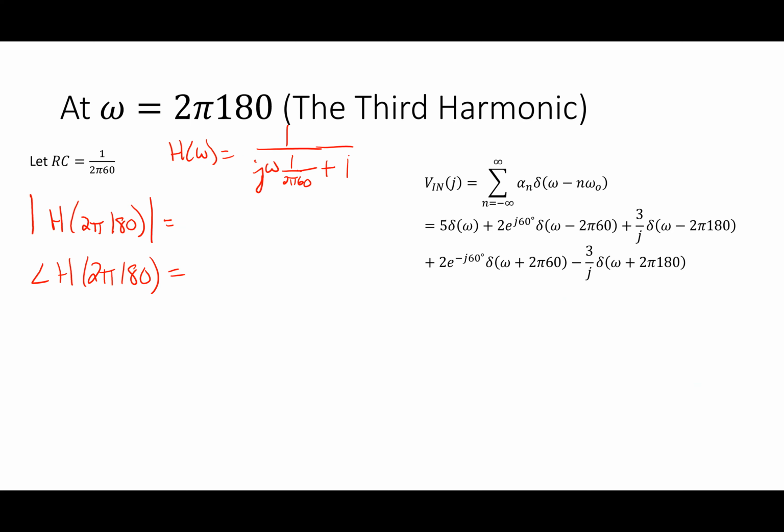If I go through that process, I don't want to go through the math of it here. It's not that useful to go through. What are the actual values here? If I write it this way, H of 2 pi 180 becomes 1 over 1 plus j3. In other words, if I plug 2 pi 180 into this expression, what you get is 1 over 1 plus j3.